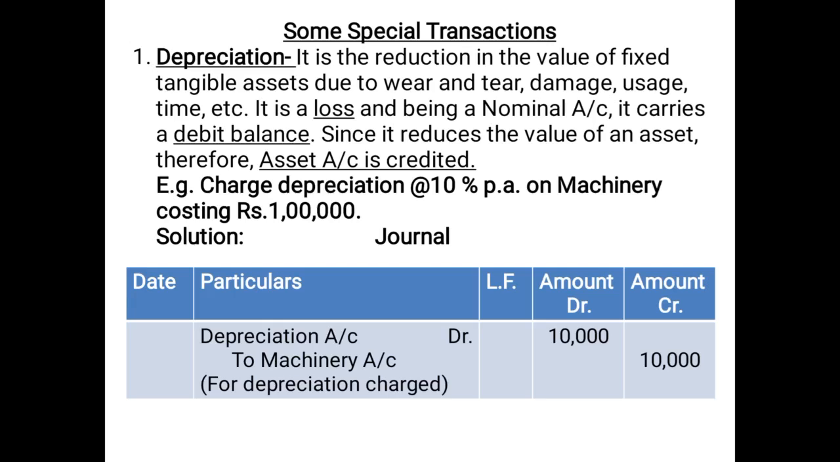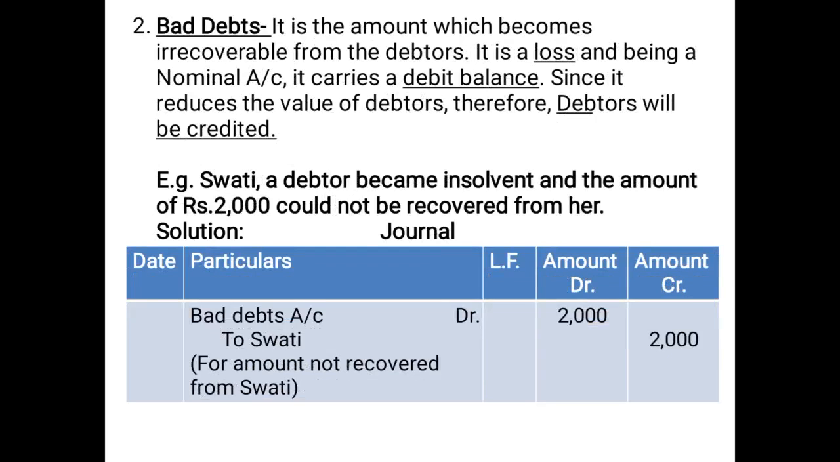So what will be the entry passed? Depreciation account debited 10,000 in the debit column to machinery account, because with this depreciation the value of machinery is decreasing. So to machinery account 10,000 in the credit column. What can be the narration? For depreciation charged. Next special transaction is bad debts.